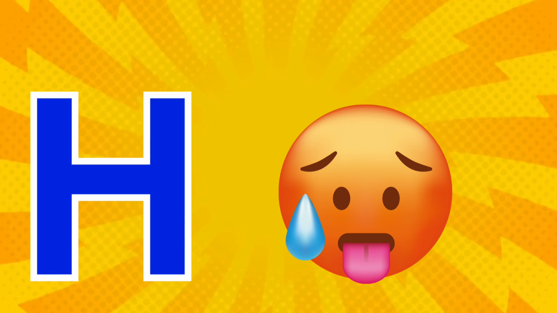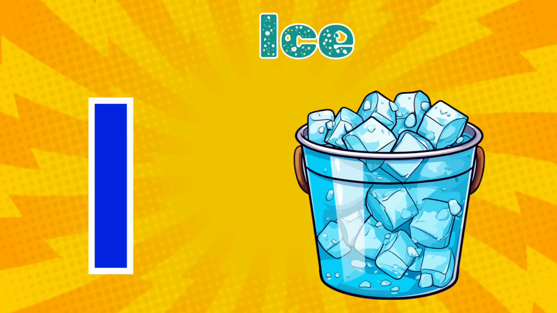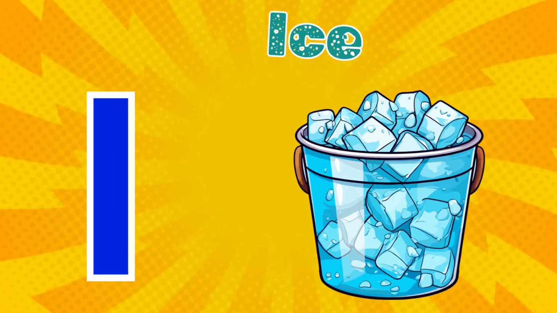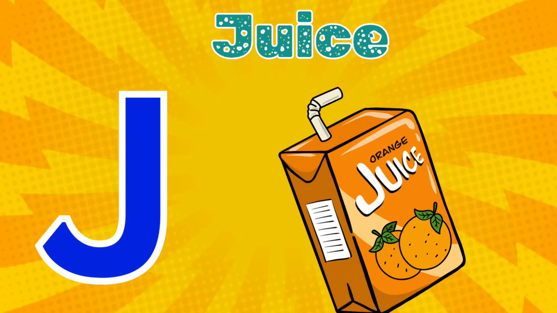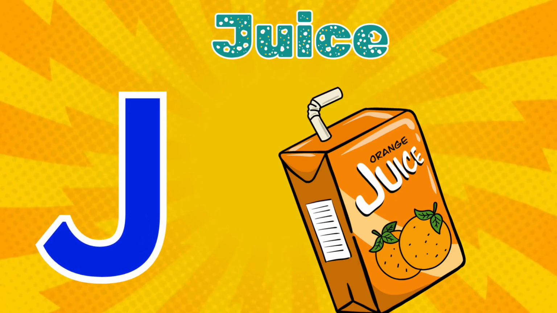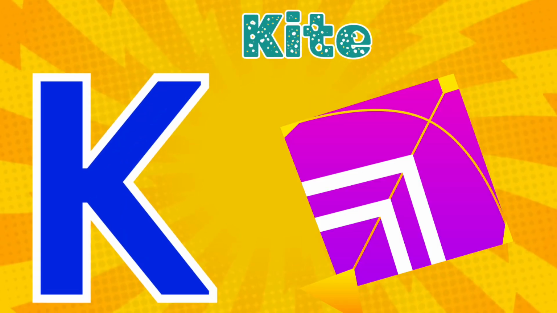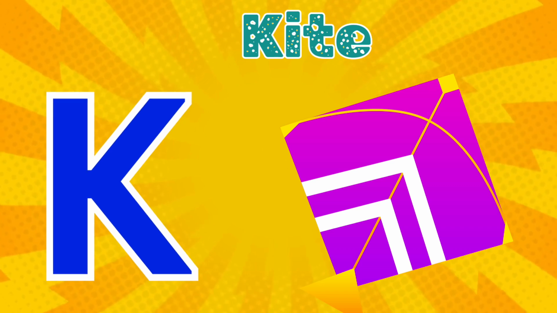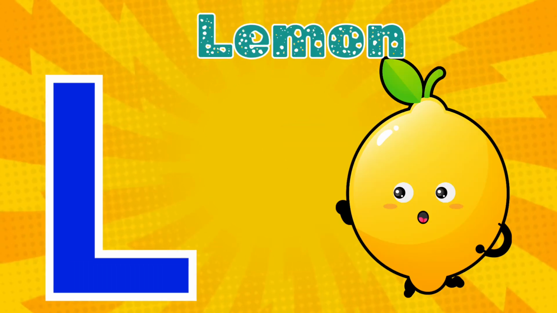I is for ice. J is for juice. K is for kite. L is for lemon.